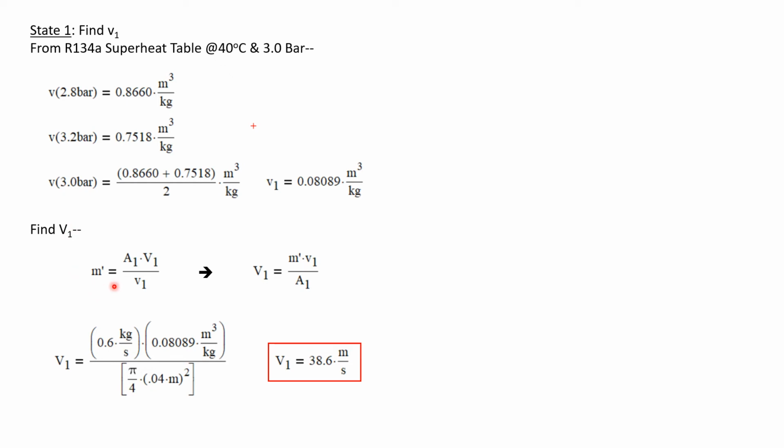Now, we want to find the velocity at state 1, and our continuity equation says simply that the mass flow rate is area times velocity divided by specific volume. I can now calculate the velocity as just the mass flow rate times specific volume divided by area. We have values for all of these. I've got a mass flow rate. We just pulled this specific volume value out of the table. I know the diameter, and the area is just pi over 4 times diameter squared. And I calculate a velocity at the inlet of 38.6 meters per second.